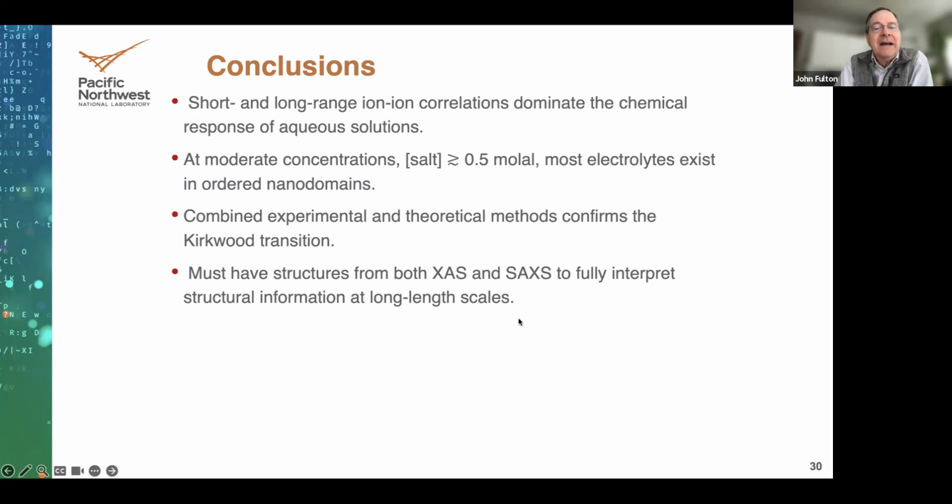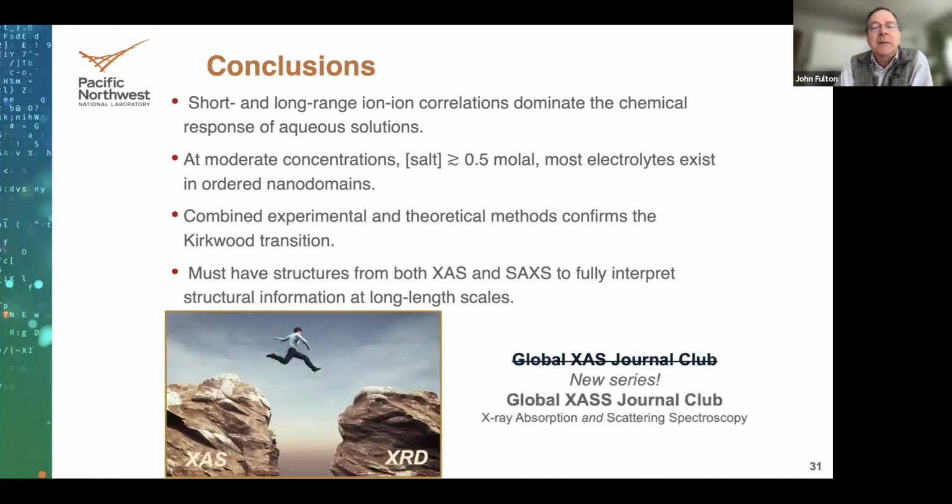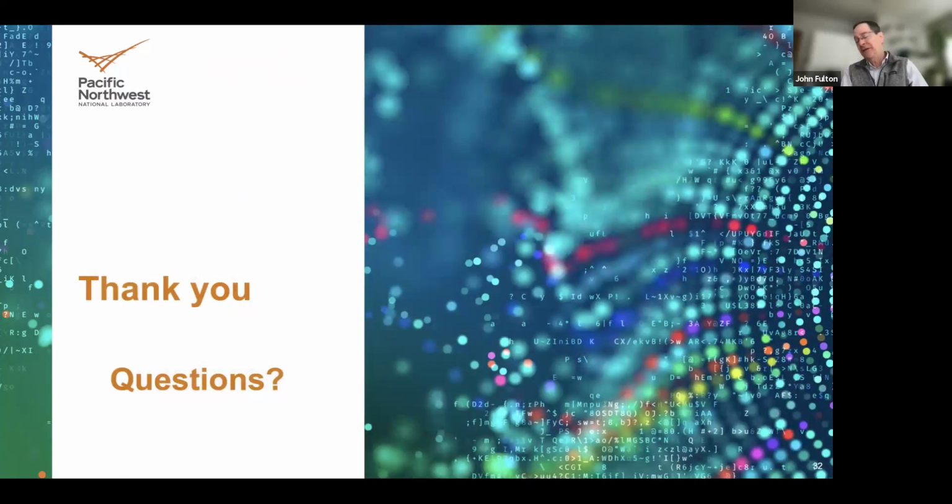And then finally, I'd like to point out that in order to make progress in the long range, we need X-ray absorption spectroscopy to look at the short range structures. So I would think that there's merit to X-ray scattering and suggest that perhaps we need to move ahead with a new series, the X-ray absorption and scattering spectroscopy journal club. So with that, I would be happy to answer any questions.